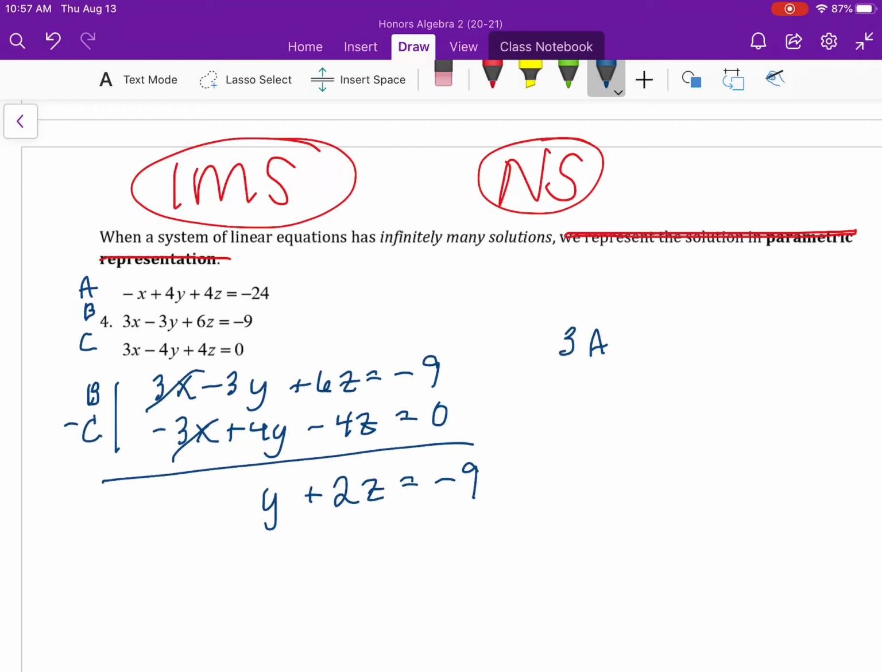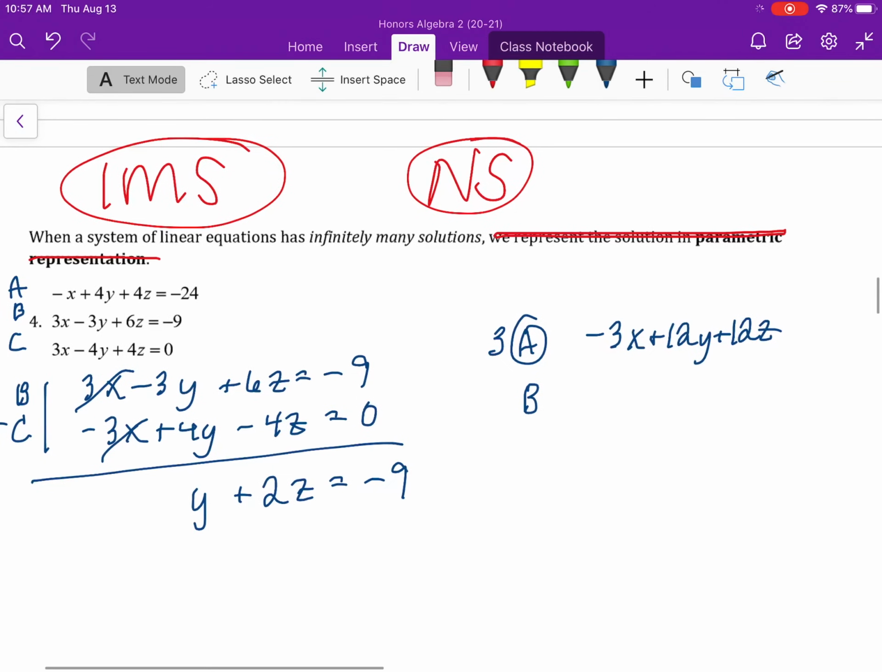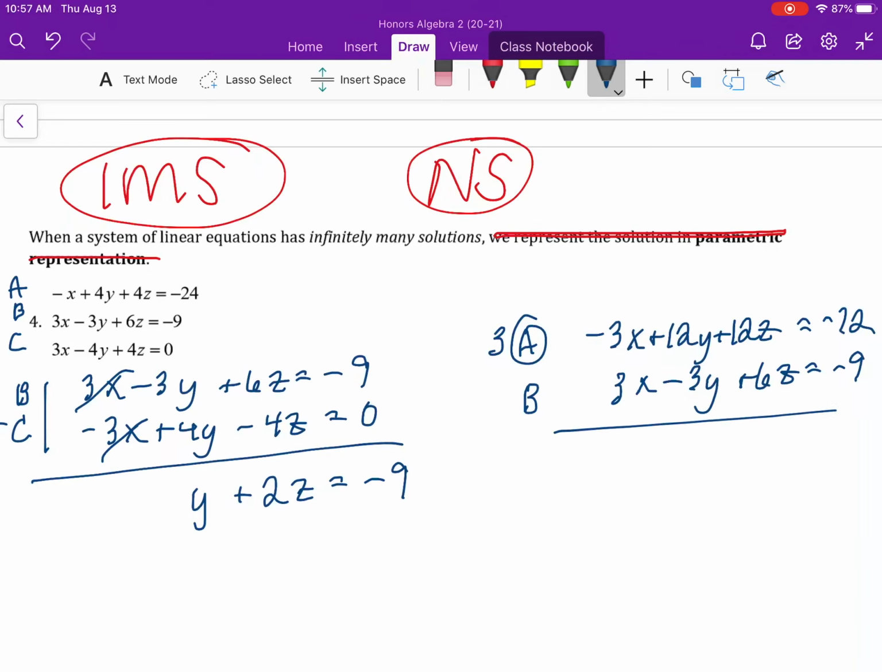Now I'm going to eliminate x again by taking 3A's and adding it to B. So negative 3x plus 12y plus 12z, I'm going to scoot over a little bit, equals negative, what is that, 72? And then add that to B. 3x minus 3y plus 6z equals negative 9. My x is going to eliminate again. I get 9y plus 18z equals negative 81.